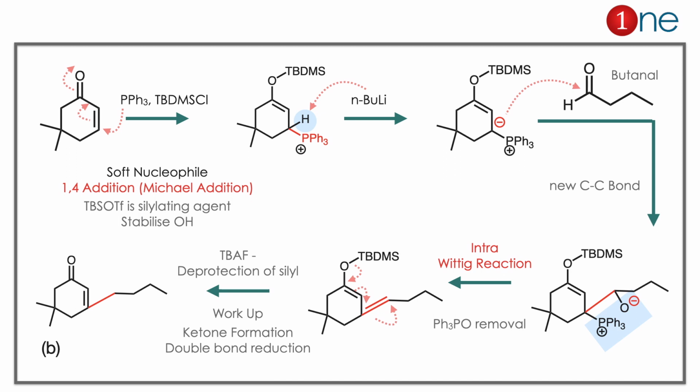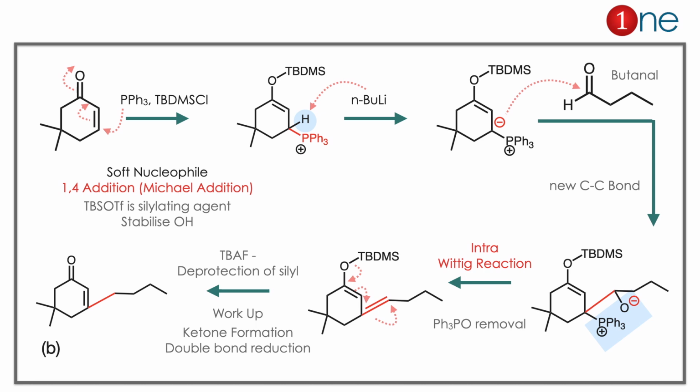Butanal is the aldehyde there. The anion attacks the carbonyl carbon. You have a new C-C bond there. You have O minus there, because the charge is more. You have O minus and phosphine in the same system. So definitely you might think of the Wittig reaction, which occurs in an intramolecular way within the molecule. So the phosphine oxide is removed, and you have alkene formation. The alkene is in conjugation.